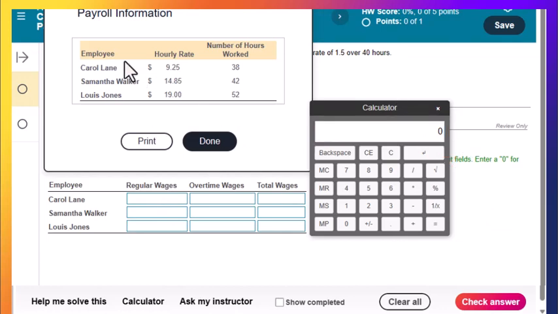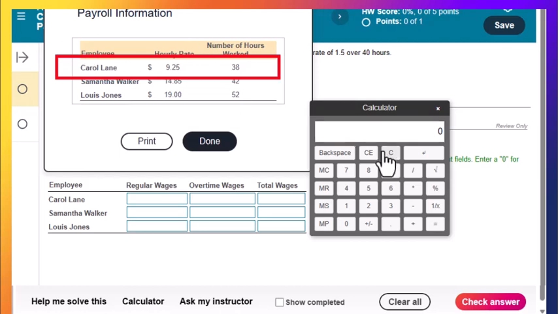So for Carol Lane, our first employee, she has an hourly rate of $9.25 and she's worked 38 hours. And note that because she has worked 38 hours, that number is under 40, so all of her wages will be under regular wages for this portion. So let's go ahead and calculate that.